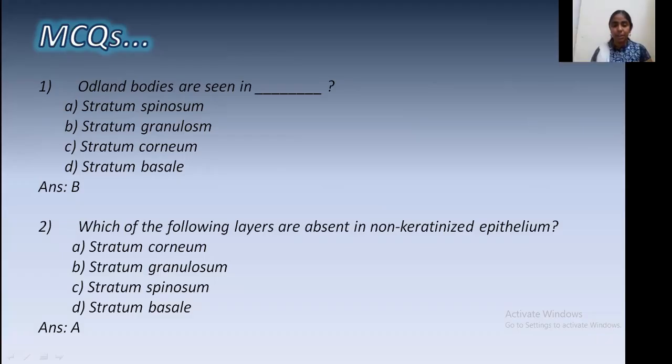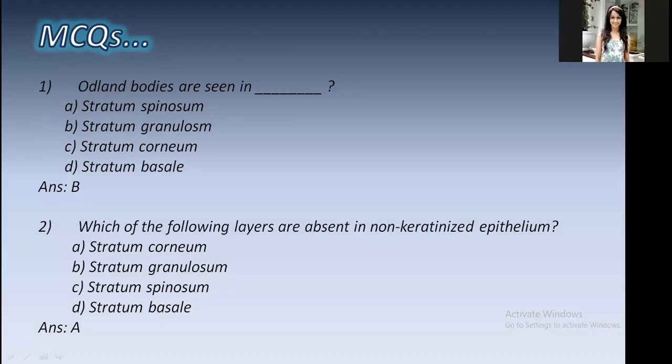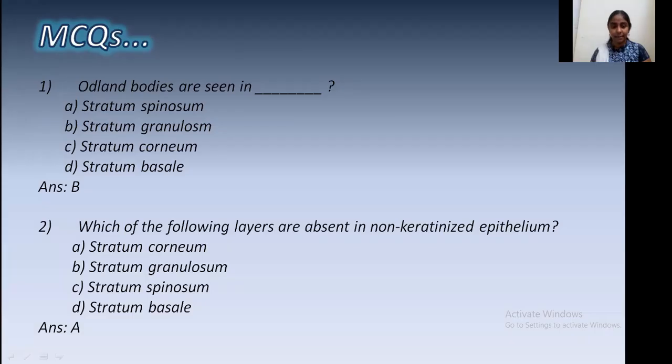Second one, which of the following layers is absent in non-keratinized epithelium? Options are stratum corneum, stratum granulosum, stratum spinosum, and stratum basale. In the non-keratinized epithelium, you have three layers: stratum basale, stratum intermedium, stratum superficiale. But the feature of keratinized epithelium which is absent in non-keratinized is stratum corneum.